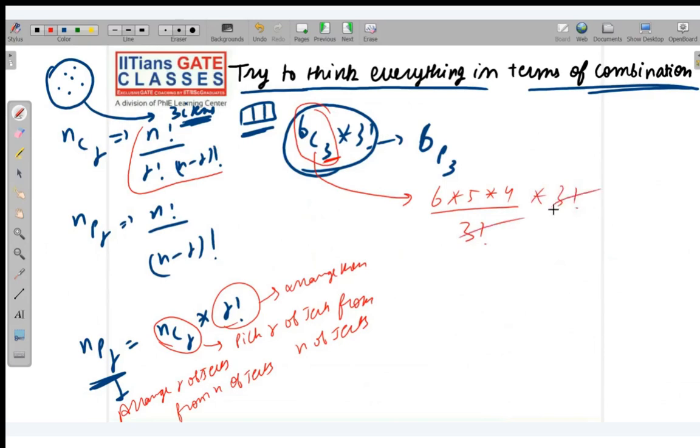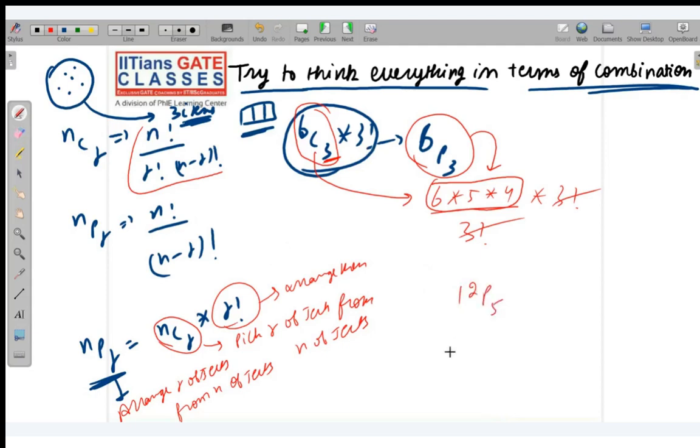So 3 factorial cancelled, and you will get 6P3. What is 6P3? It is 6 into 5 into 4. Now no need to apply the formula and all. Simply say 6P3 is 6 into 5 into 4. That's it. No need to apply n factorial upon n minus r factorial, it will waste our time. Same way if I say 7P3, or let me take a big number.